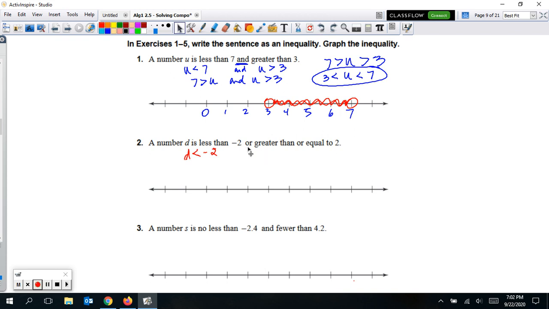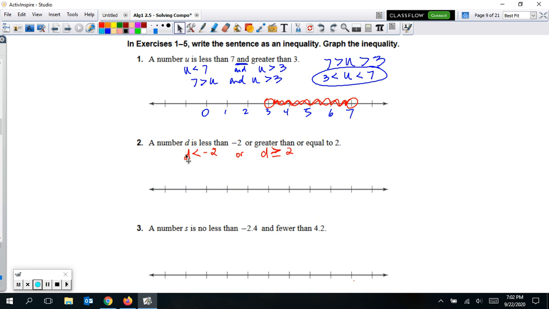This one uses the word or, so this one's not going to be an and or intersection where it's intersecting on the shading. It's going to actually be a union where they're going to be shaded the opposite direction. So the word or goes down, and then we're going to write the other statement over here using d again. It's greater than or equal to 2. So this time it's going to require that little line. So d is greater than or equal to 2. So there's our 2 inequalities.